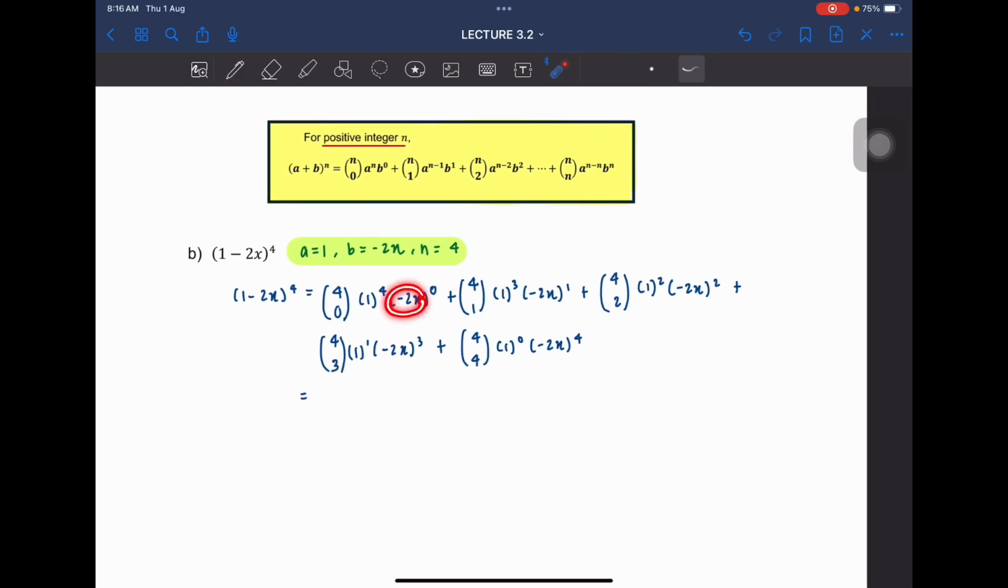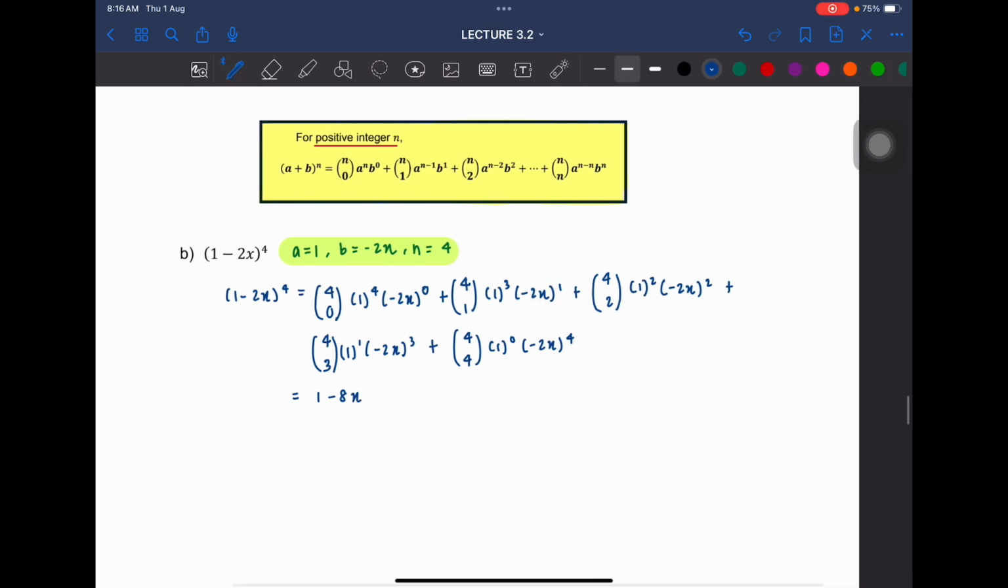So for this one, anything to the power of 0 is 1. So we just need to press the calculator for this one, and you get 1. Okay, and then for this one, we have negative 2x. So we have x over here. So you just need to calculate this one, including the negative 2. So you press your calculator, you're going to get negative 8. Negative 8. And since we have x over here, we just need to write the x.